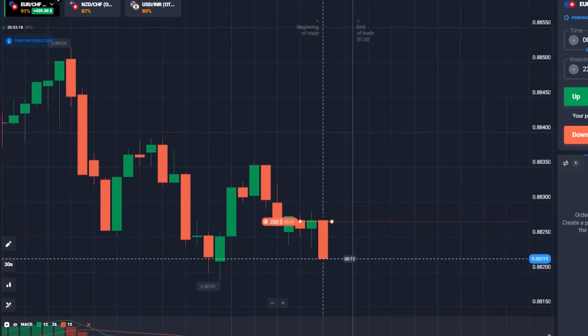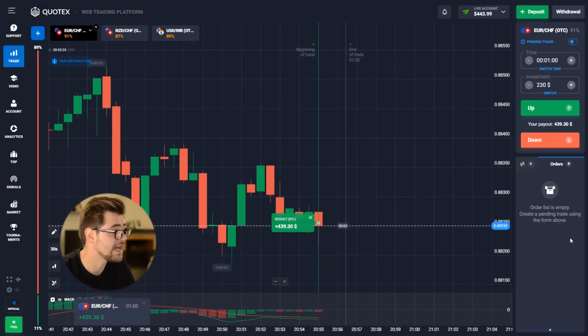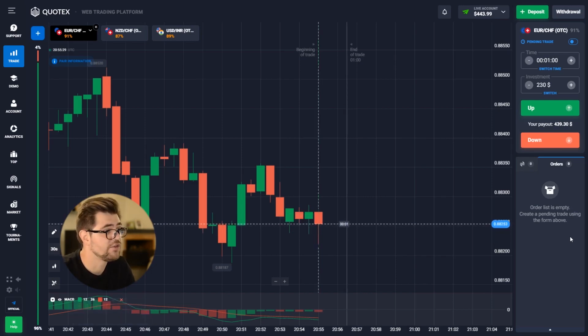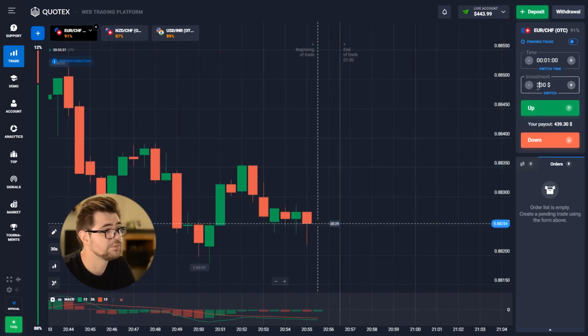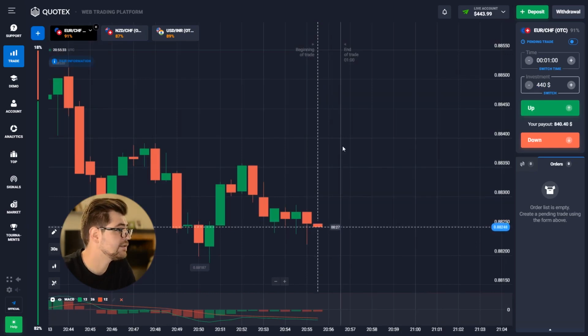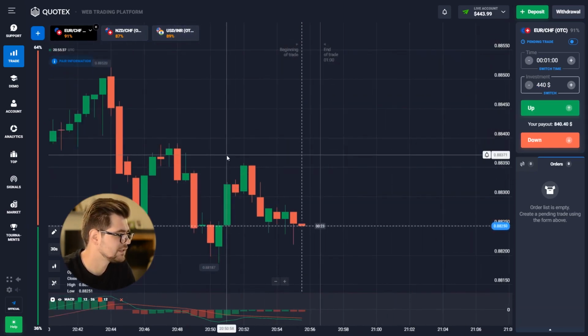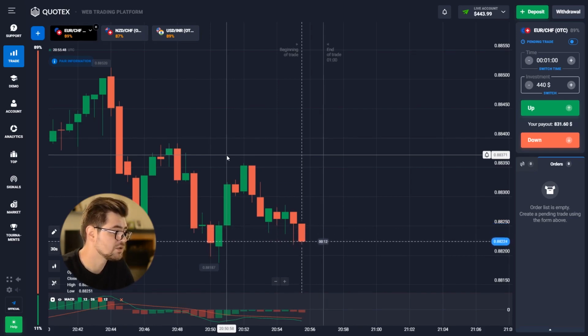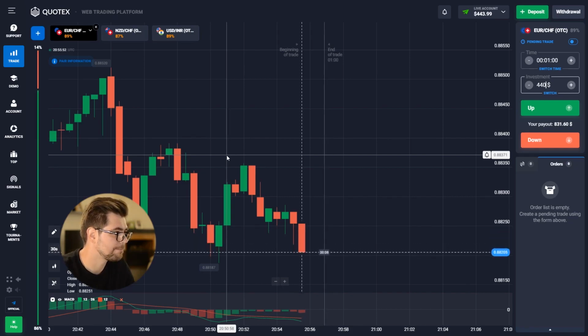Let's see. Yes, and we have $439 now, 443 in total there. So we're gonna put 440, and I want to go to probably a different currency because this is pretty tricky. Otherwise we wait for the green line to start crossing. Oh, it just dropped. So maybe that's where it will start going up.